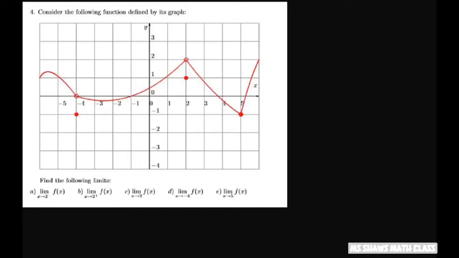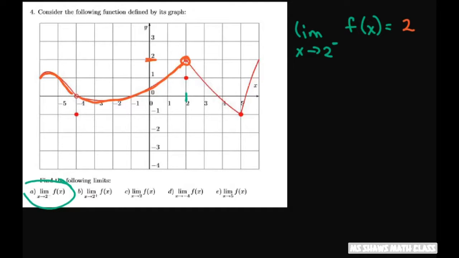So for the first one, the limit as x approaches 2 from the left of f of x, that means we find our 2 value and then we travel from the left. We have to make a little jump here and go up here and meet up there. So that's going to be at 2. It doesn't have to equal it. It can just get very close to that. So that's going to equal 2.